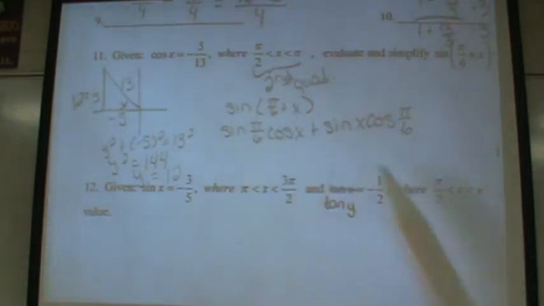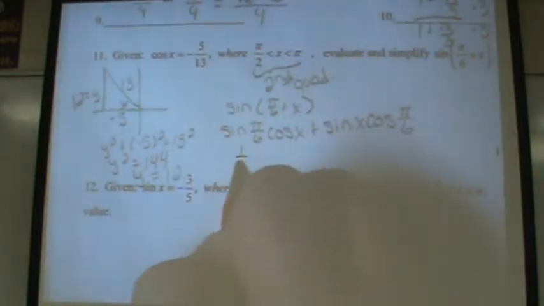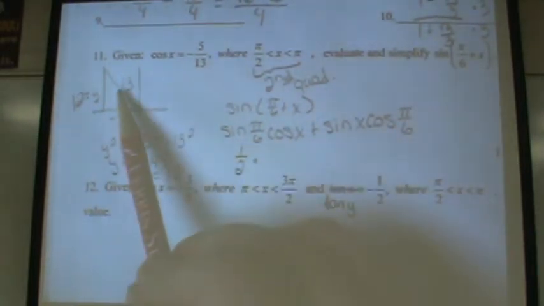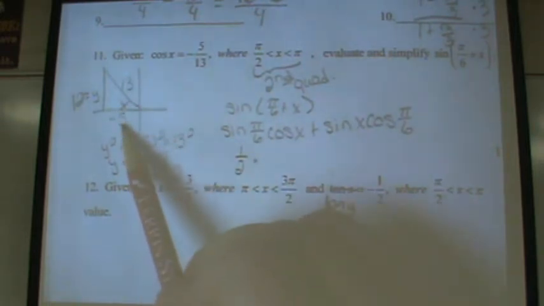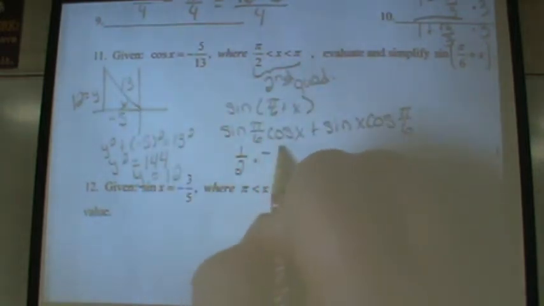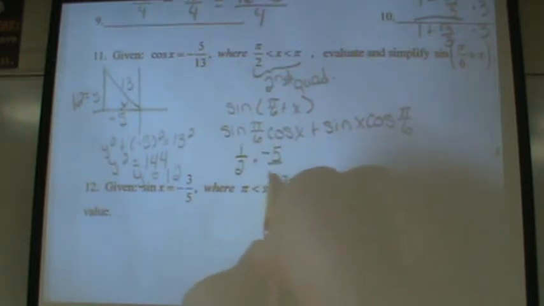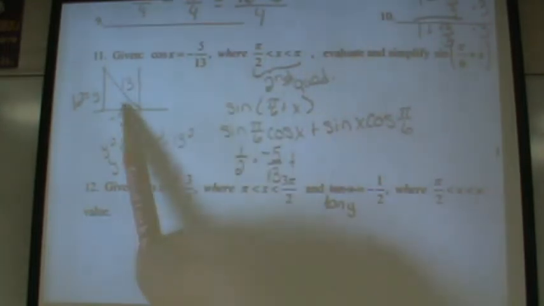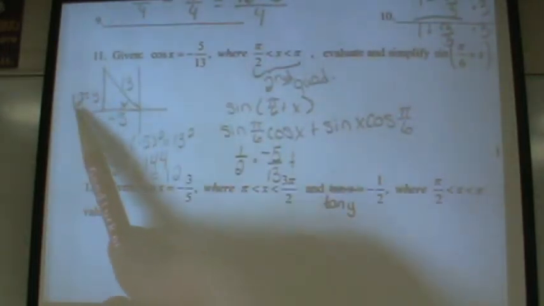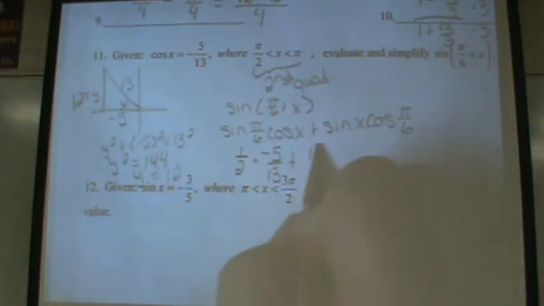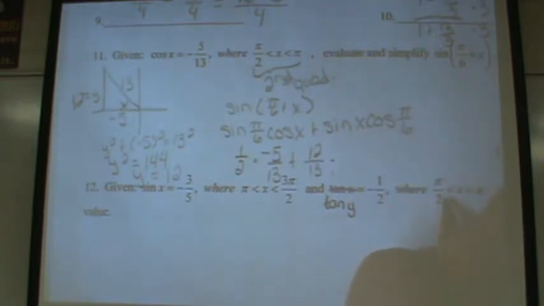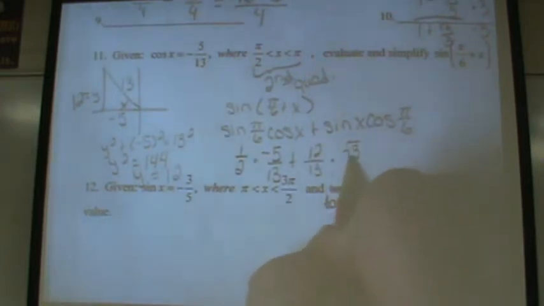So now cosine of a pi over 6 angle is just 1/2. That goes back to using the triangles. Then we're multiplying by cosine of our angle that we found over here. So cosine is adjacent over hypotenuse, so that's going to be multiplied by negative 5 over 13. Then we're adding the sine of that angle. So that's opposite over hypotenuse, so we're going to have 12 over 13. And that's times cosine of pi over 6, which gives us root 3 over 2.